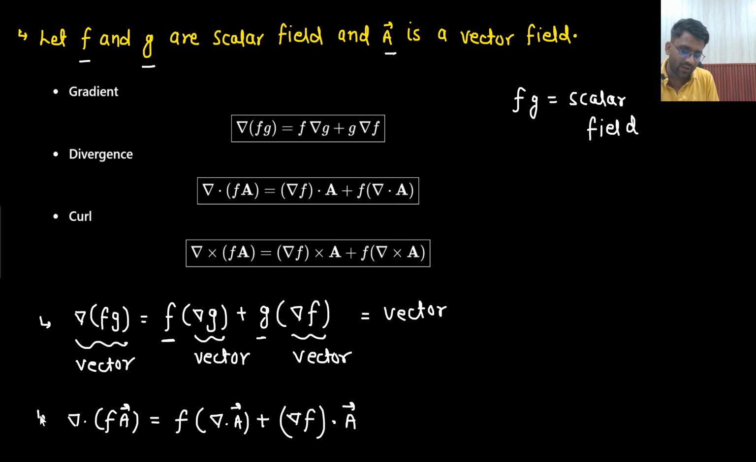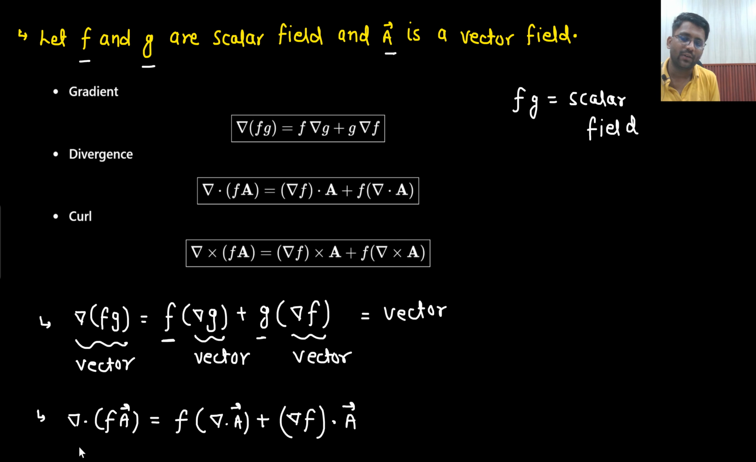What you will do? First you will take out F. Then del will say that I will operate with A, del dot A, plus. Then del will say that I will operate with F. So with respect to F, you can only calculate the gradient. You cannot do the dot product. So I calculated the gradient. Then dot product with the A vector. That's it. Understandable? Very easy, very straightforward.